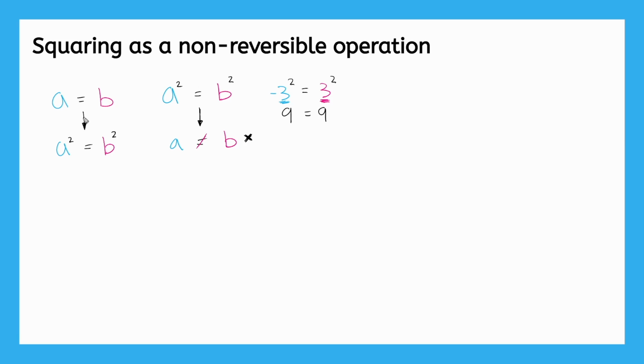We can square a and b and know that they're still equal, but we can't go back. So if we start with a number 9 here, we don't know where we came from, right? We could have been either a negative 3 or a positive 3. So if we want to start with 9 and take the square root to reverse the operation of squaring, we cannot say where we came from. It's not reversible. We lose the information about the sign.